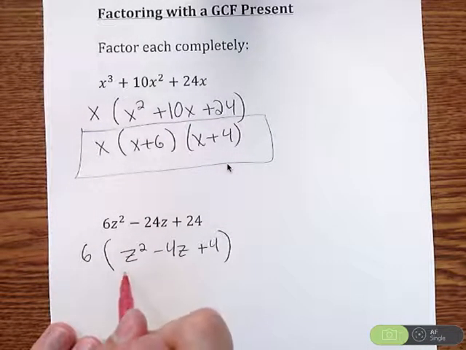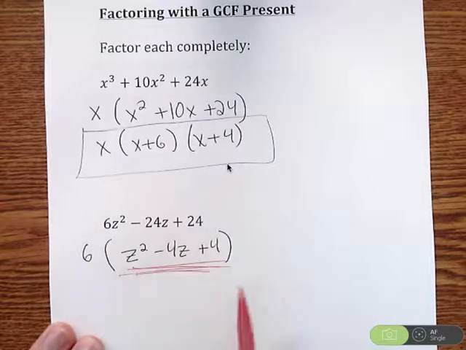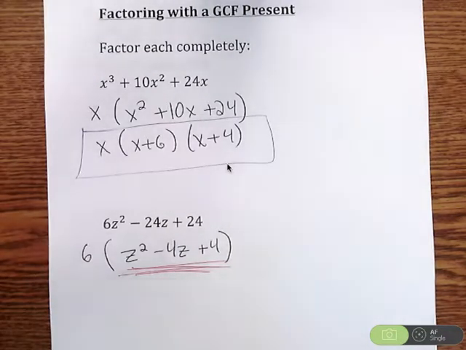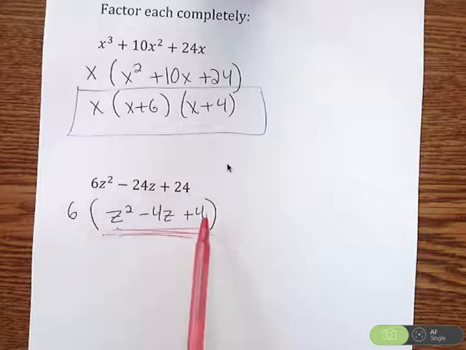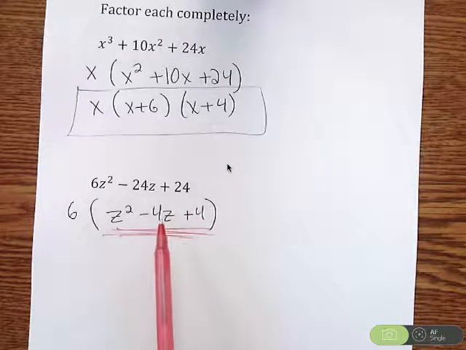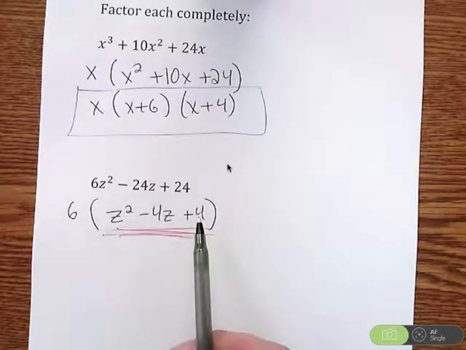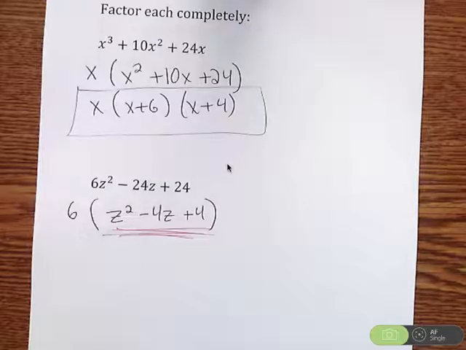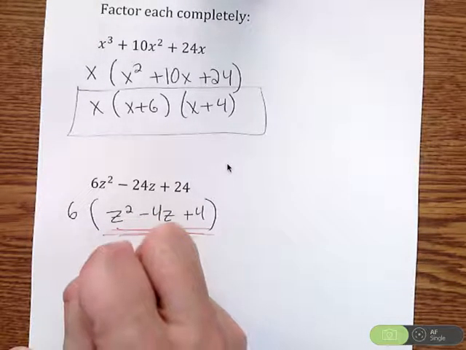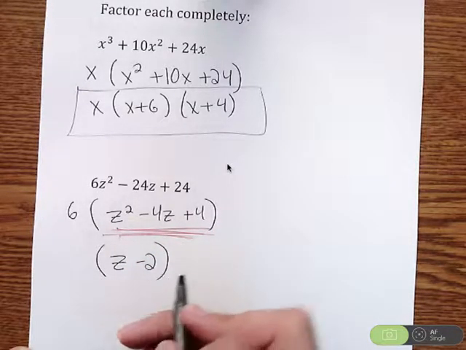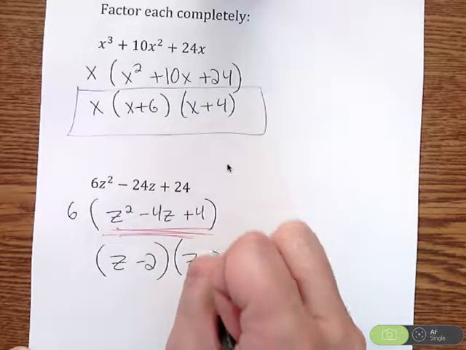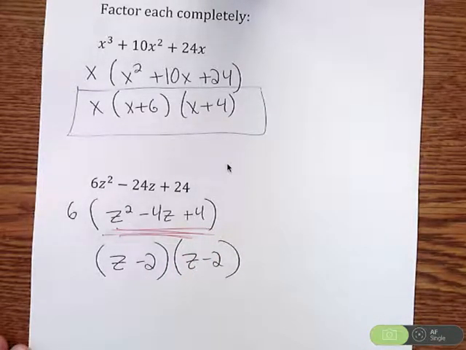Then all that's left is I want to try and factor this inside piece there. So I'm looking for two numbers that multiply to 4 but add to negative 4. Two numbers that multiply to positive 4 but add to negative 4. Those numbers are going to be minus 2. So I'm going to get a z minus 2. The other number is also going to be minus 2. So I'm going to get z minus 2, z minus 2.